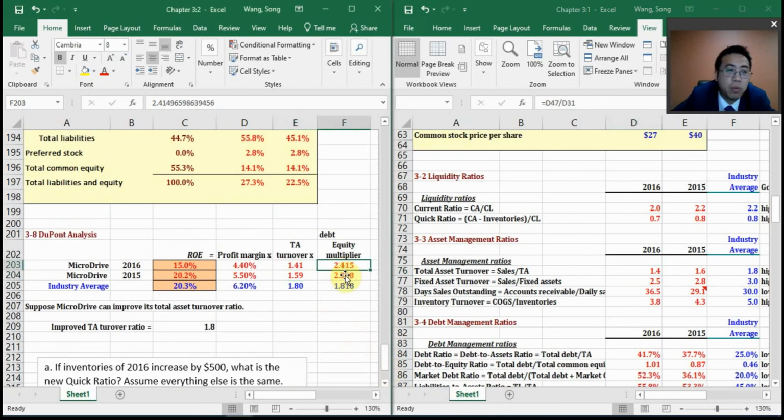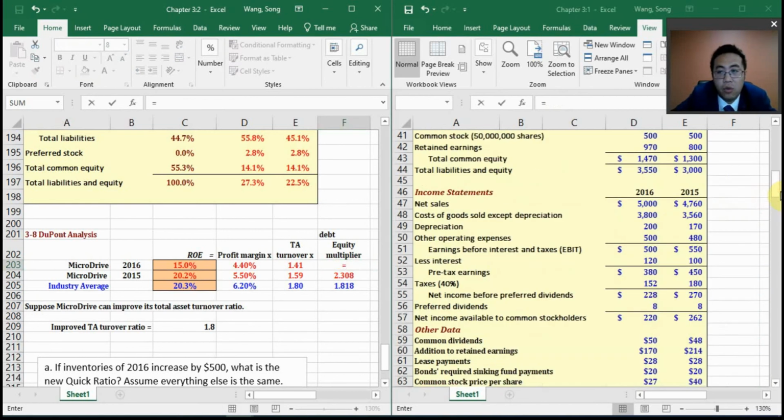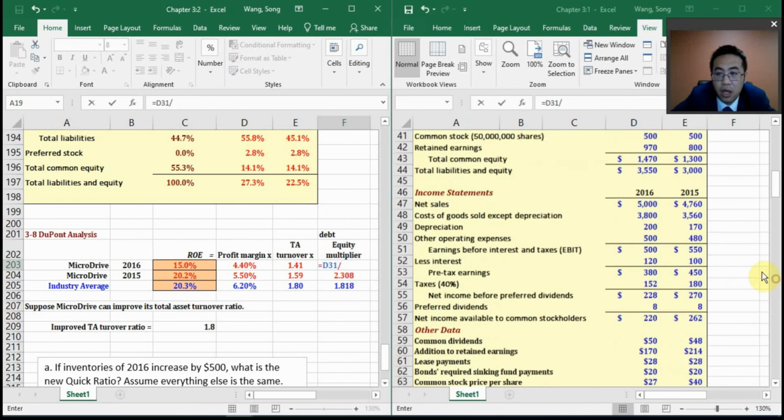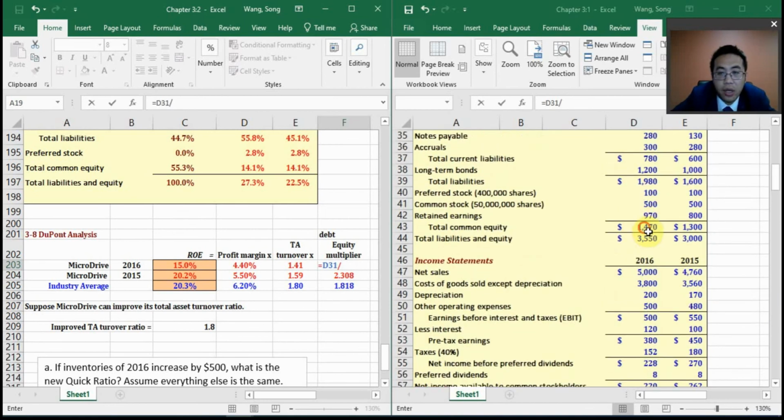And for equity multiplier, that number is not quite given. You need to calculate it, but don't worry, that's pretty easy to do. You just need to use your total assets divided by the total equity. So I will move it up. You see the total assets is in the balance sheet, divided by the total equity, which is down there. Total common equity is right here.